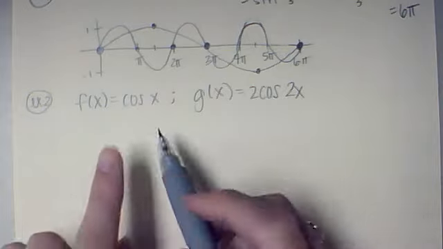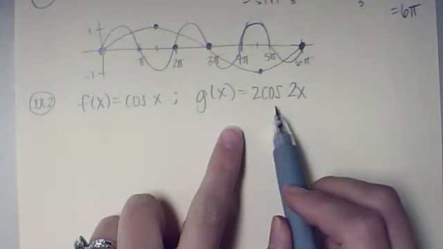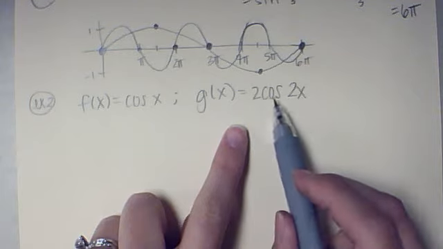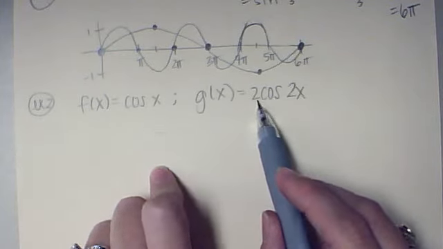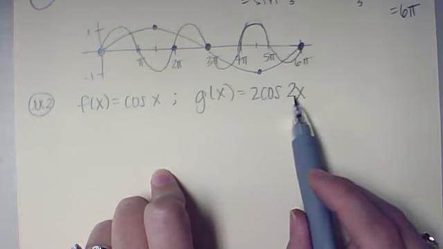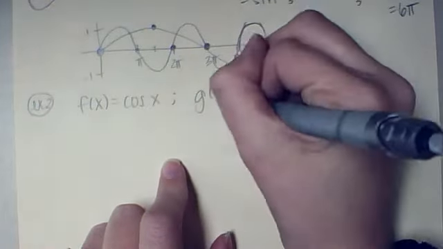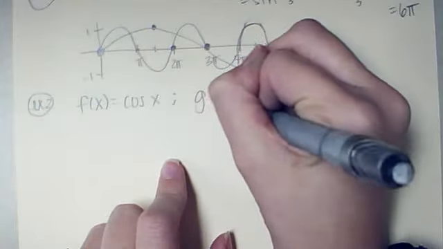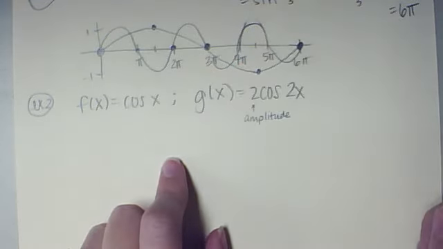Okay, example number two, we're talking about the original cosine graph, the one we did on the front side of our notes, and our g of x is 2 cosine 2x. The 2 takes the place of an a value, which means it's going to change my amplitude. The b is being multiplied by the x, so that's something that's going to change my period. Now, the first thing that I want to do is point out that 2 is going to be my new amplitude. Remember, the word amplitude means highest point and lowest point.